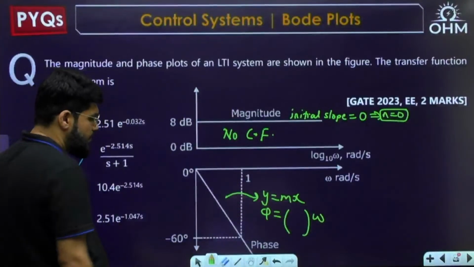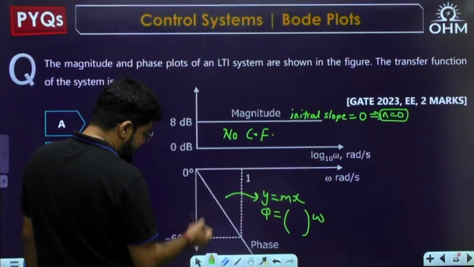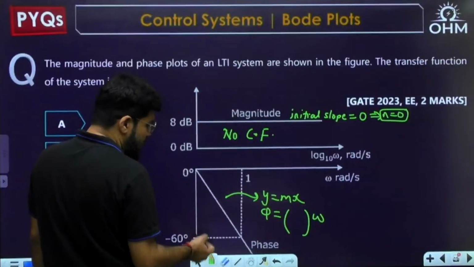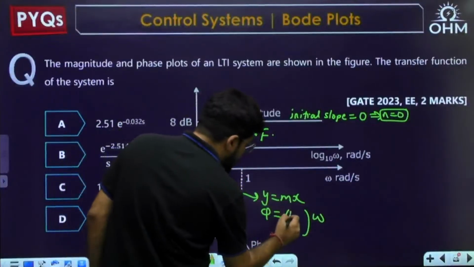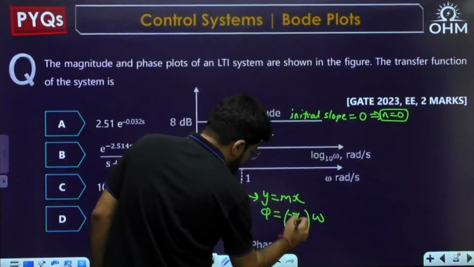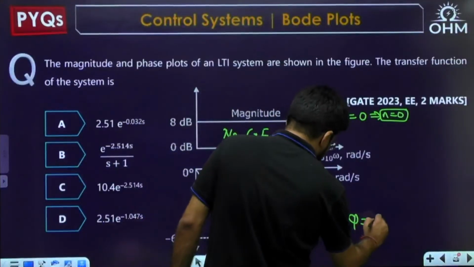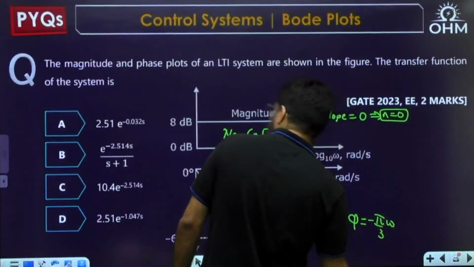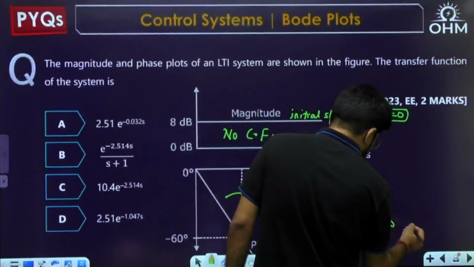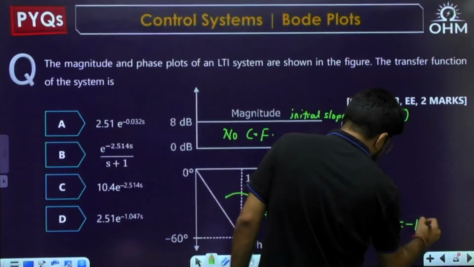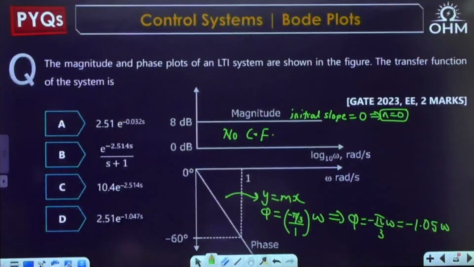So what is the slope? Slope is change in y upon change in x. Change in y is minus 60 degree, in terms of radian minus pi by 3, and change in frequency is 1. So minus pi by 3 upon 1. So what is this phase equation? Minus pi by 3 omega. Pi is 3.14, so this is minus 1.05 omega approximately, minus 1.047. That is option number D that is going to come.